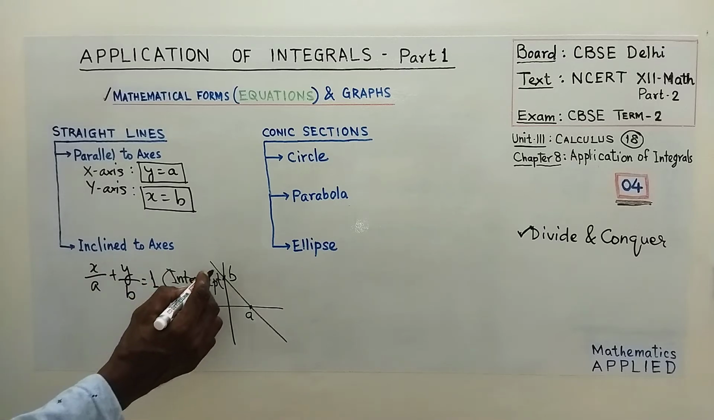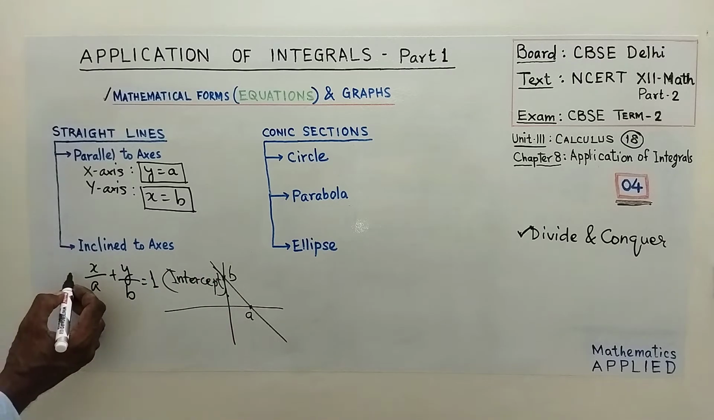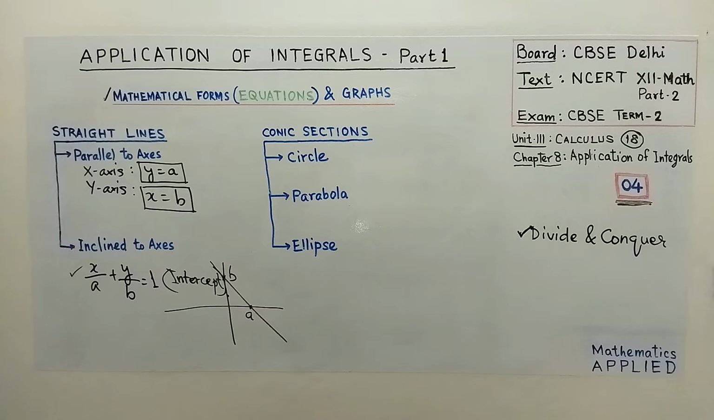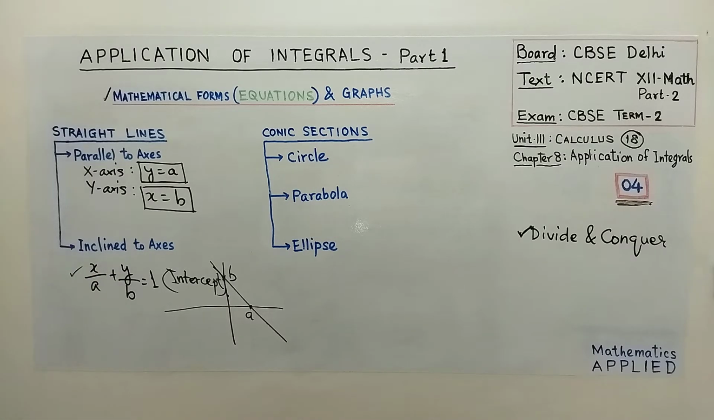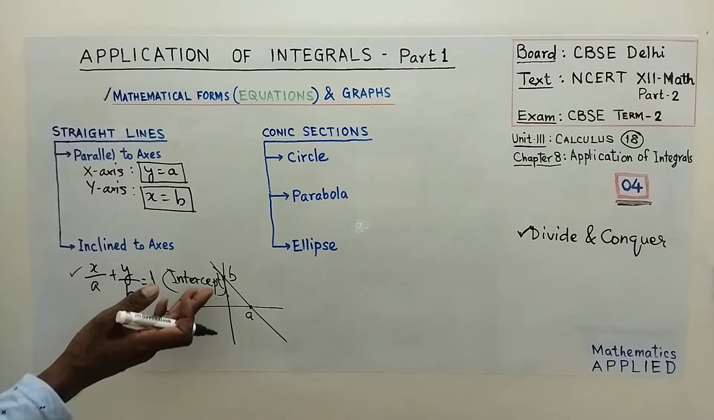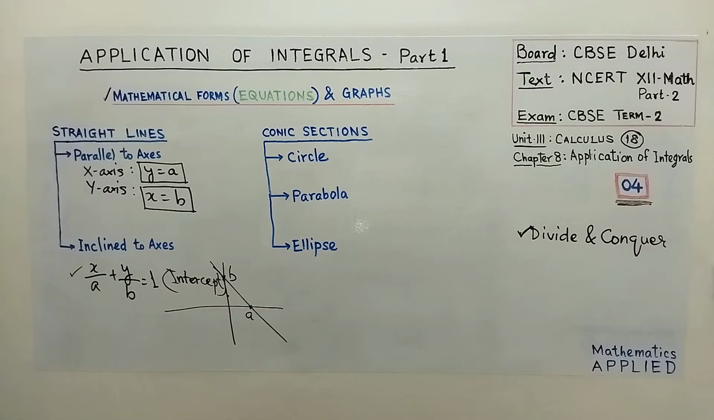So that is the intercept form. Sometimes they will give the equation in this form. If it is given in this form, you understand that the x-intercept is a and the y-intercept is b. We know this, okay? So we can quickly draw the graph, right?